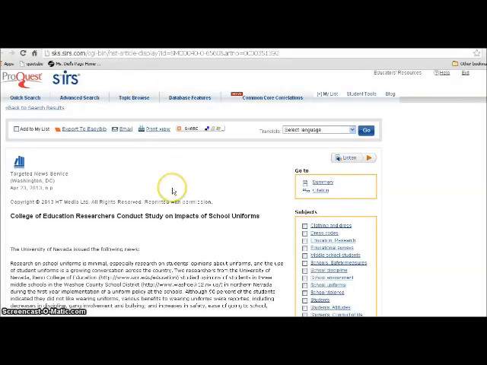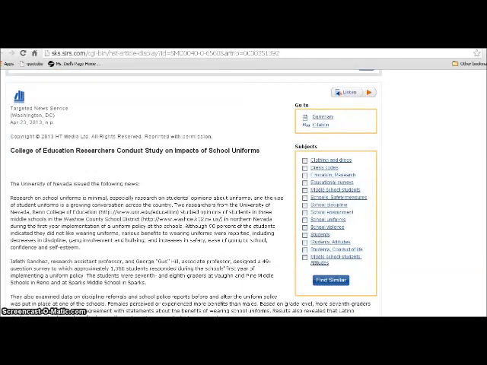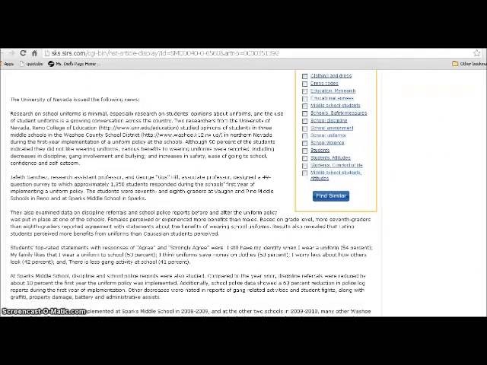And this is an article that is titled College of Education Researchers Conduct Study on Impacts of School Uniforms. So when we're talking about facts versus opinions, I'm taking a look at this article, and it looks to me that this is going to be a very fact-based article. It's talking about research on school uniforms.